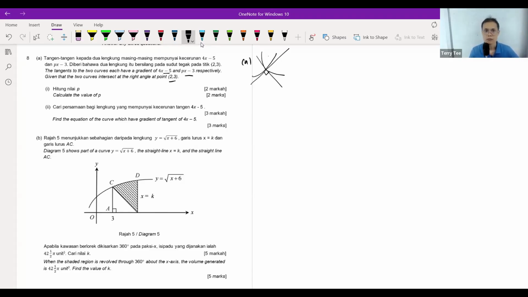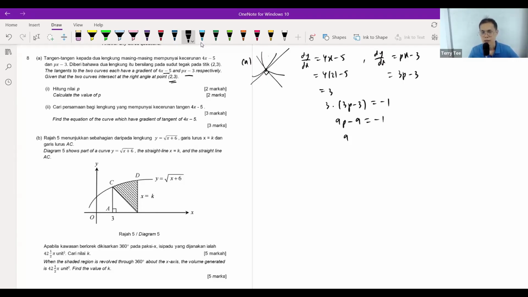So the gradient of the first curve at point x equals 2, your dy dx, let me write down, your dy dx is 4x minus 5. When x is 2, 4 times 2 minus 5, you get 3. The second one, your dy dx is px minus 3. When x is 3, p times 3, we write 3p, 3p minus 3. Now, these two tangents are perpendicular to each other. So your m1 times m2 must be -1. Our job is to find p. So multiply inside. 9p minus 9 equals -1. 9p is 8. Wait.